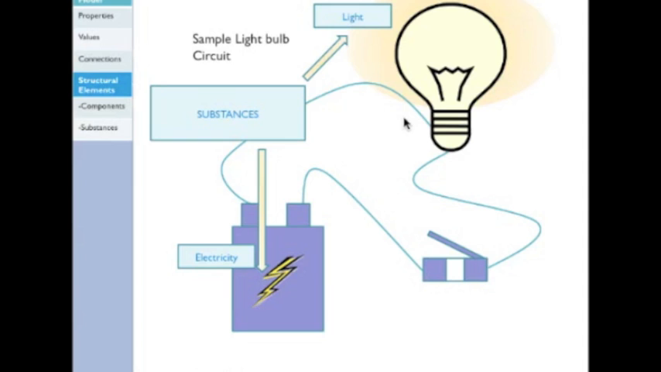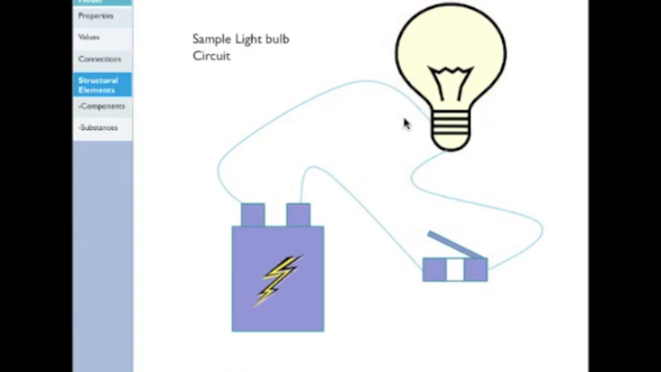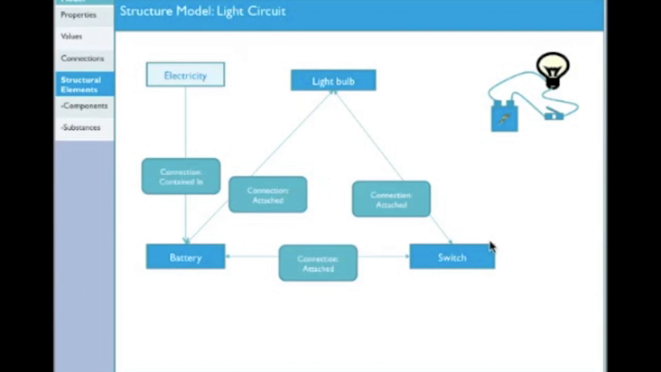Connections are how the components, such as battery, switch, and light bulb, are attached. This diagram represents the physical system or structures of the light bulb circuit. Next, let's see what the structure model of the system looks like. Here is the structure model of the light bulb circuit. Notice that components are blue, substances are light blue, and connections are indicated by arrows with annotations.